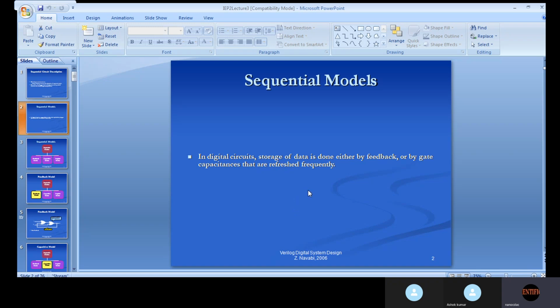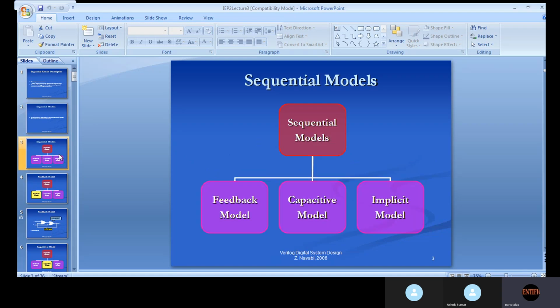or else we can use gate capacitance. Okay, with the charging and discharging of the capacitance, we know the previous value. So generally, if we see the sequential models, we have the feedback model, we have the capacitive model, and we have the implicit model. So we are going to see each of these models.